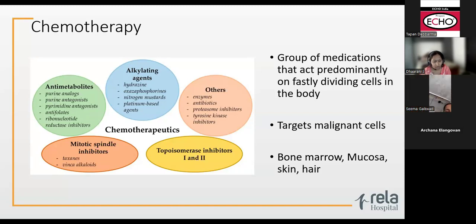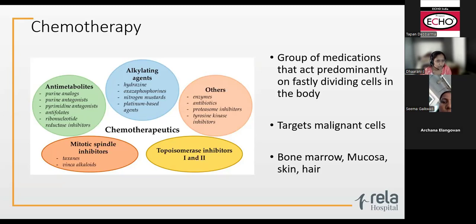But there are some normal cells in the body which also divide faster every day. The most important is the bone marrow, then our mucosa in the oral cavity, epithelium of the gut. All these will have faster regeneration. They regenerate once in 2 days. Our skin, hair, as we keep cutting, it keeps growing. So these are all the fast dividing cells in the body. So any group of medications that will affect these fast dividing cells is a chemotherapy.